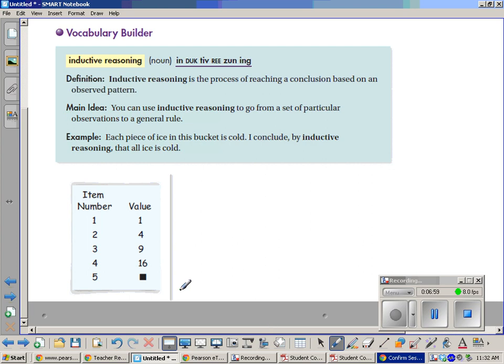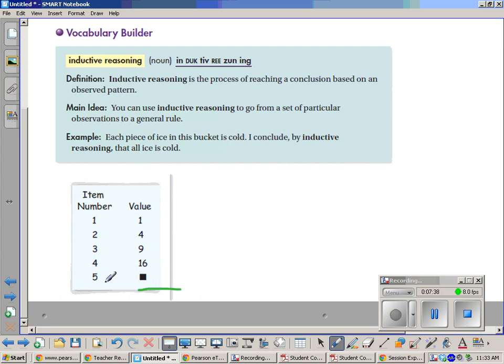So if we wanted to determine what the pattern was for this, we would have to determine what's going on between the items in this column to get the value over here. Well, we can see to get 1 from 1, we could either add 0 or multiply by 1. To get 2, we could add 2 or multiply by 2. Here, to get 9, we could add 6 or multiply by 3. To get from 4 to 16, we could add 12, or we could multiply by 4.